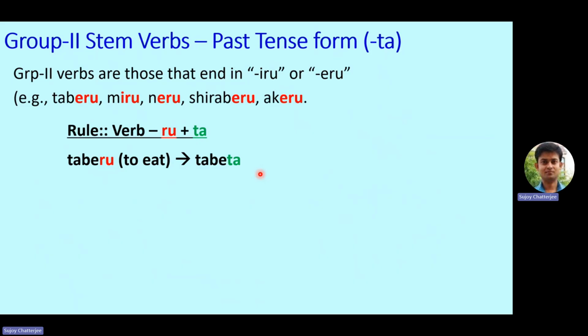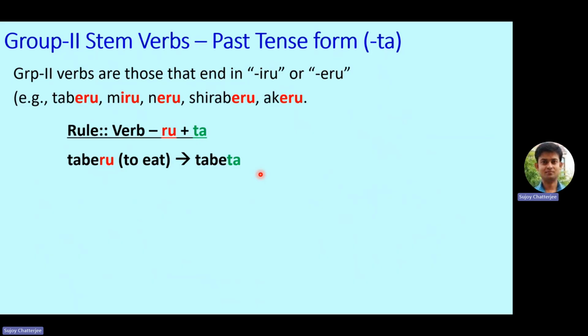So very, very simple. This is unlike group 1, which was a bit complicated. It was not complicated, but there were several, in fact many, exceptions, and due to these exceptions, the group 1 past tense of stem verbs becomes a little confusing and a bit difficult to remember and memorize. But for group 2 stem, it is straightforward. Verb minus ru plus ta.